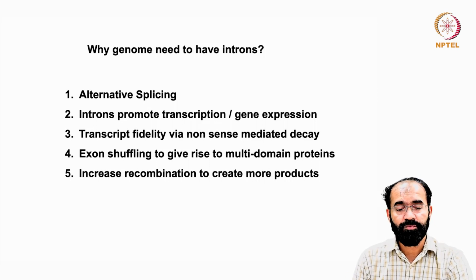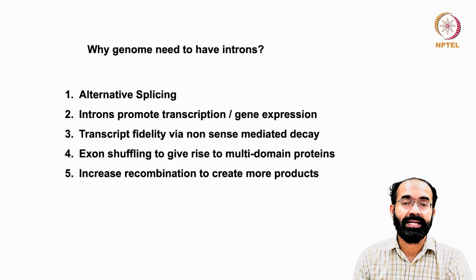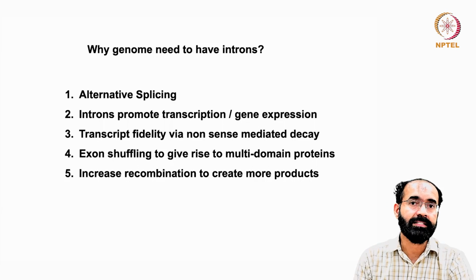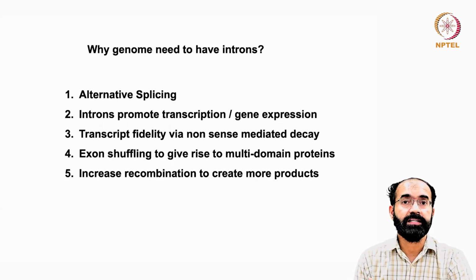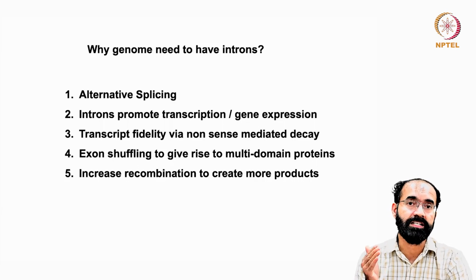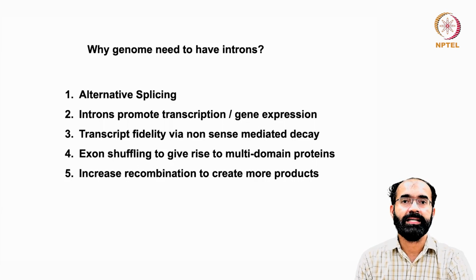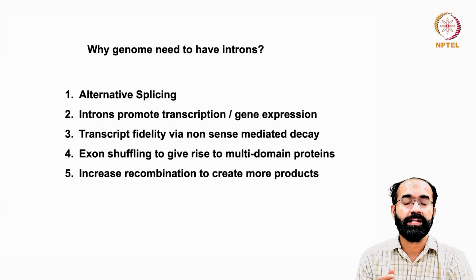And then another function is to increase the recombination to create more products, because if you have introns, that can cause recombination. Recombination means you can cut it and then get integrated elsewhere. Because if you cut it in the exon, there is a good chance that you disrupted the gene, because we have seen when we studied splicing that it has to be single nucleotide precision, so it will not tolerate variation. So it is very important that introns allow the recombination.